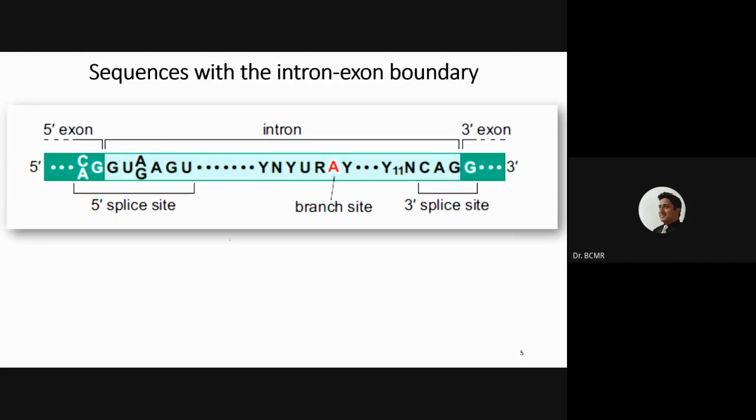We also learned about the borders between the exons and introns, like in this case. I don't need you to mug up these, but it's good to know that there is a conserved sequence on the 5' splice site and also the 3' splice site. As we have seen in the previous one, there is also a branch site. There is a conserved sequence within which this adenine is important for splicing to occur.